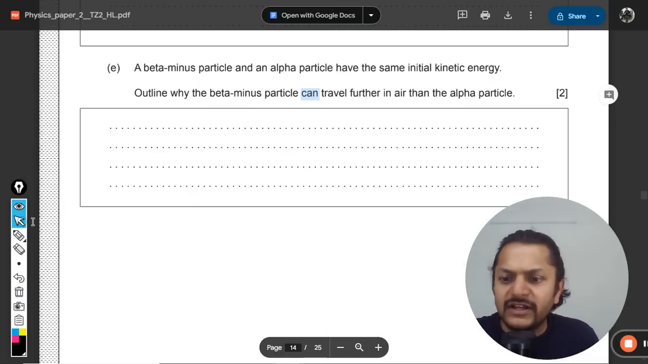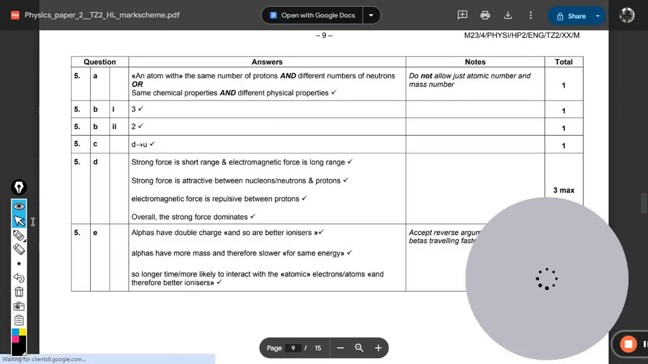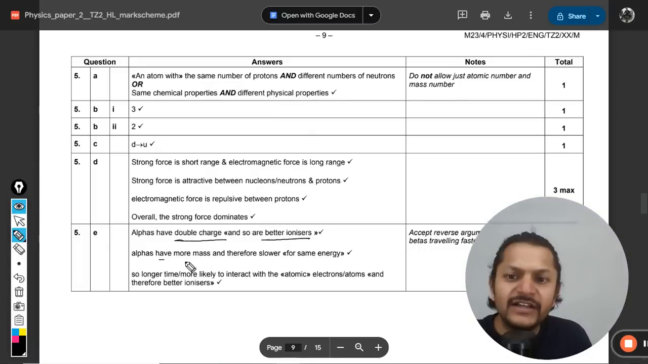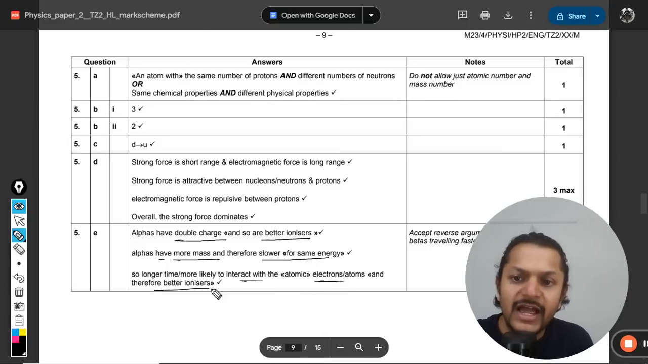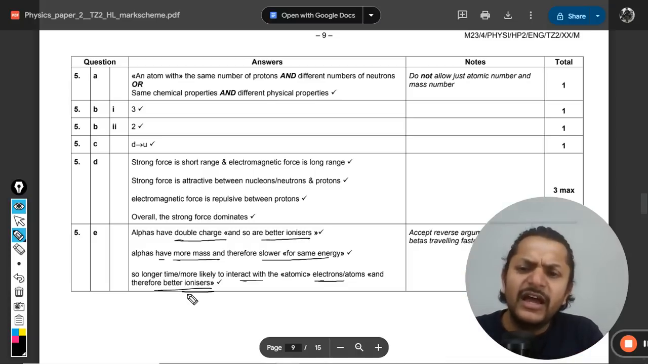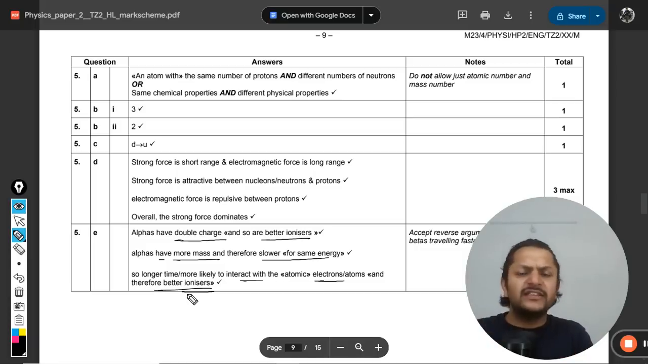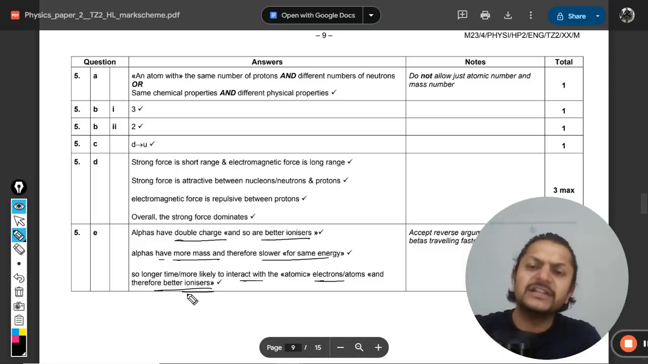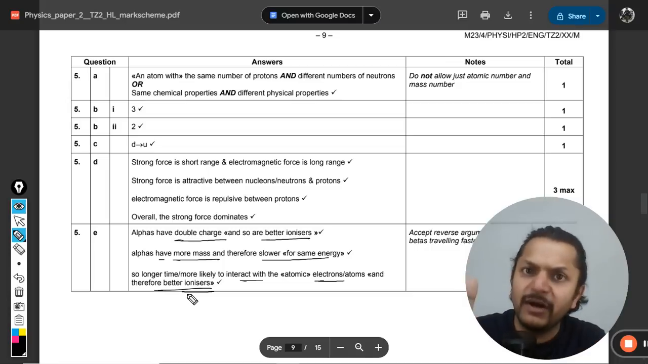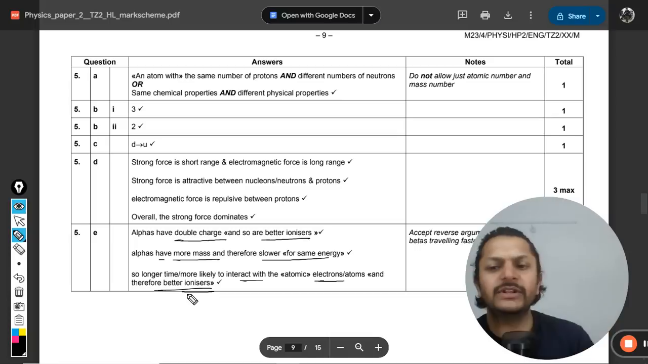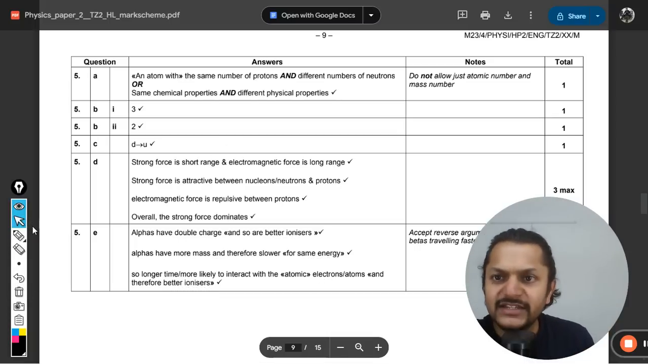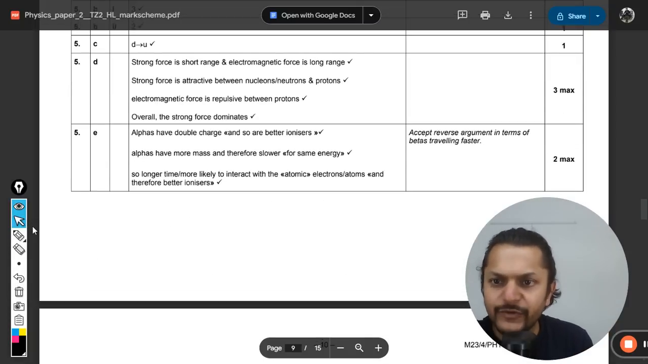Let's see what is the answer given by IB. Alphas have double charge and so they are better ionizers. Alphas have more mass, therefore they are slower, a longer time, more likely to interact with the electrons, and therefore better ionizers. Yeah, they are better ionizers, and obviously there is a chance that they can attract more electrons, isn't it? Size is bigger, that is why the penetration power is lesser. So many reasons are there. Okay, so this is it. I think that could be the last question for question number 5.